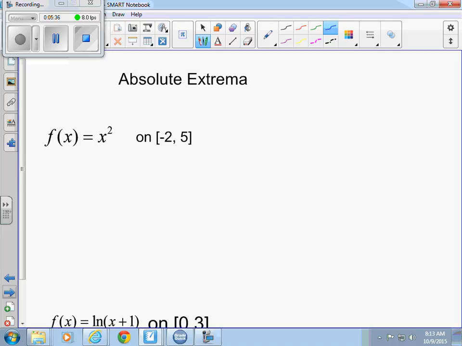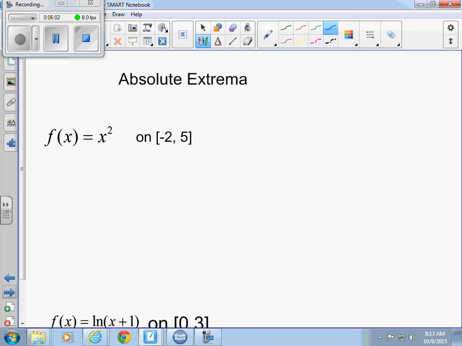When the derivative is 0 or undefined, those are critical values, or we could be at endpoints. So we have something else to think about, and that's endpoints as a possibility. So this defines f of x equals x squared on [-2, 5]. I picked one that you could visualize first.